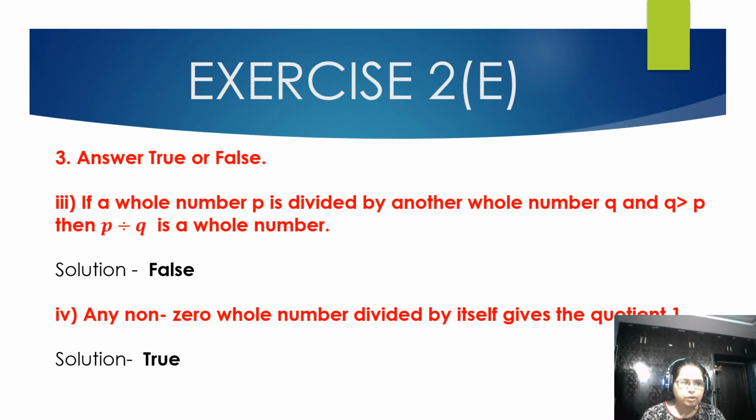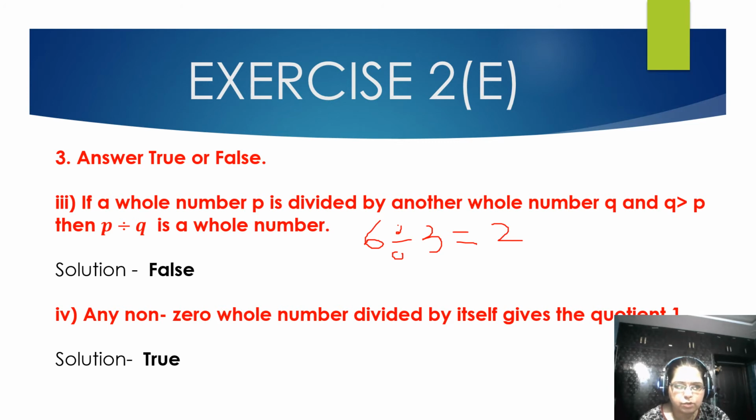Now we solve question number 3, part 3. The question is: if a whole number p is divided by another whole number q and q is greater than p, then p divided by q is a whole number. Suppose q is 6 and p is 3. 6 divided by 3 is 2. 6 is greater than 3. Then p divided by q is a whole number.